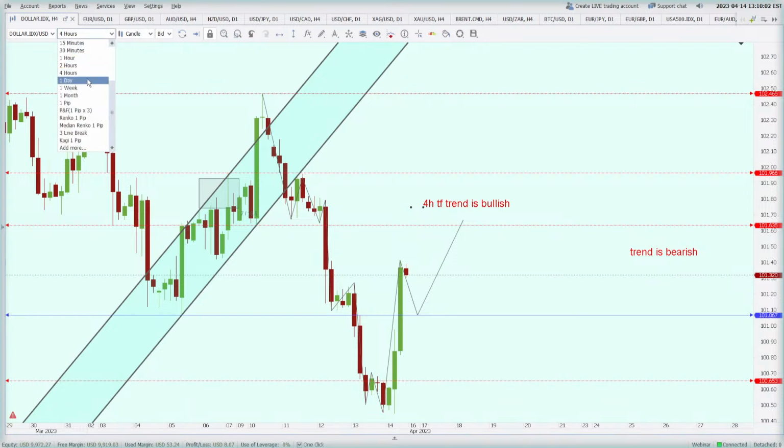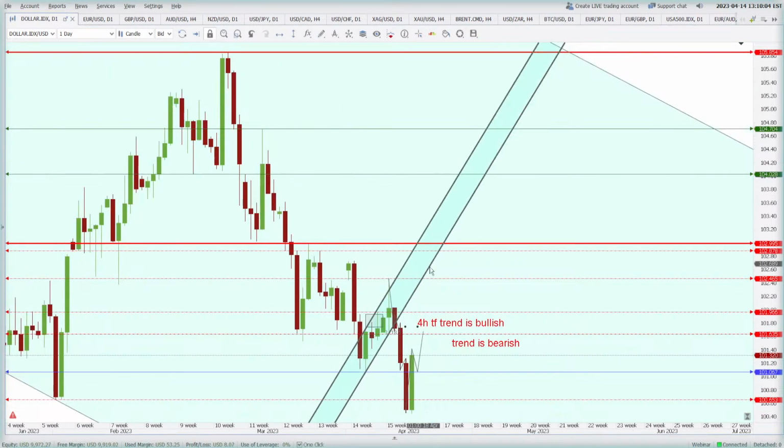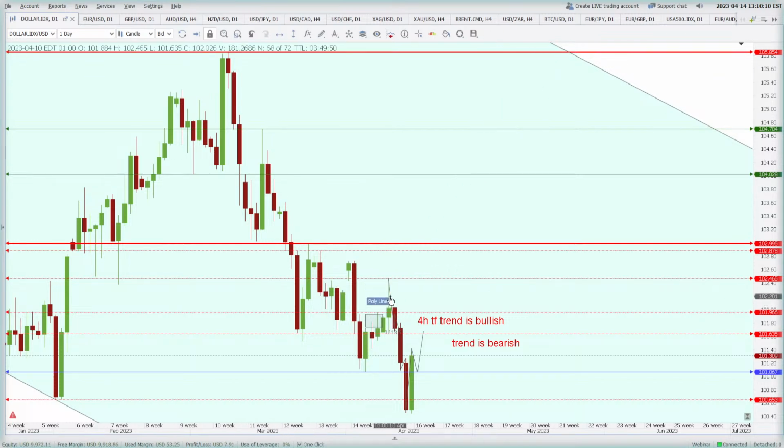Let me take you to the daily. On the daily, what was the market structure? I'll just remove this market structure so that we are clear on that. So let's take the polyline again. Here, this was the low price made after making this high. After this low, the price made this high. So this was a lower low, lower high. So this was the market structure, a bearish market structure.